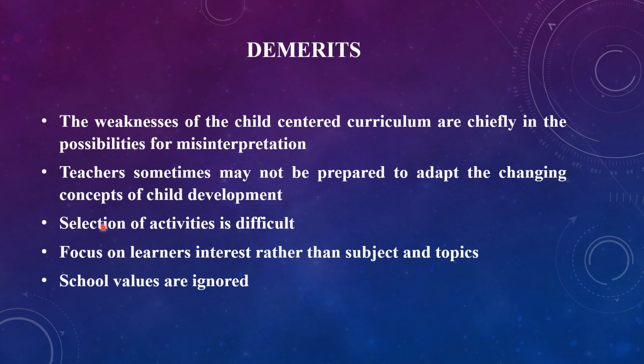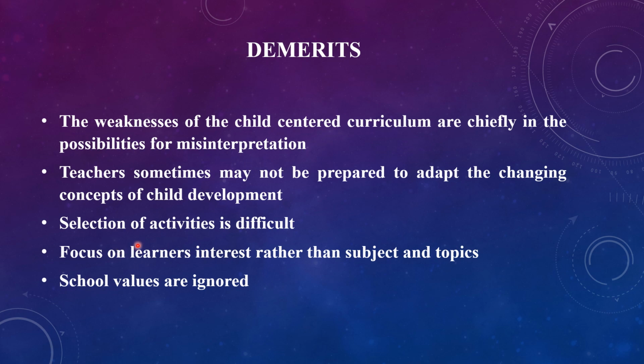So, some of the demerits of child-centered education, the weakness of the child-centered curriculum, are chiefly the possibilities for misinterpretation. Since a child is an immature person or is a young person, there are possibilities of misinterpretations or conclusions being drawn in an immature way, and teachers sometimes may not be prepared to adapt to the changing concepts of child development. Many a time the teachers are not prepared to adapt to the changing concepts or the needs of child development.